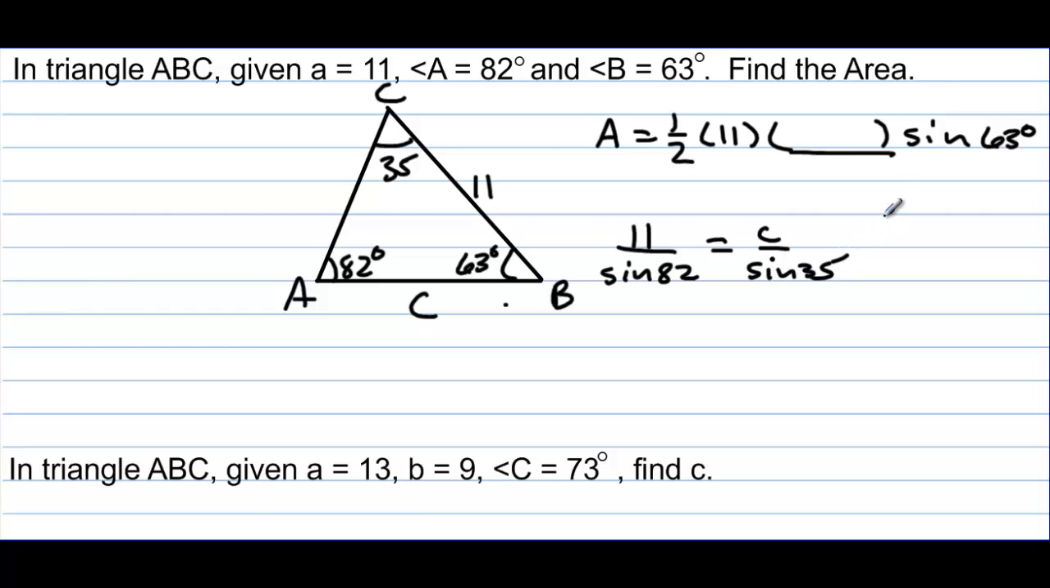11 times sine of 35 divided by sine of 82 gives me 6.371. Of course, I still have that in my calculator. So I'll take 0.5 times 11 times the answer, and then times sine of 63. Enter. The area of the triangle equals 31.223 units squared.